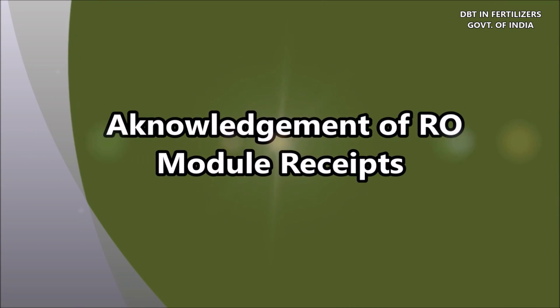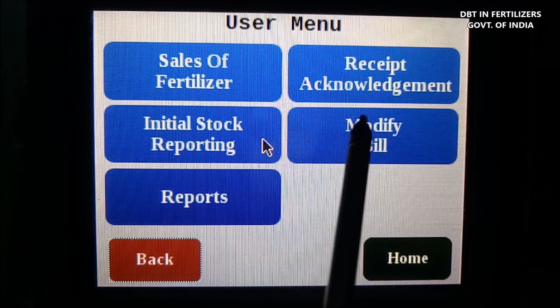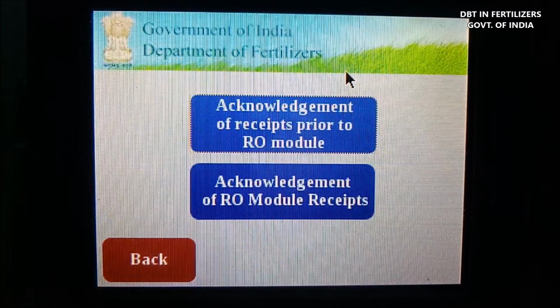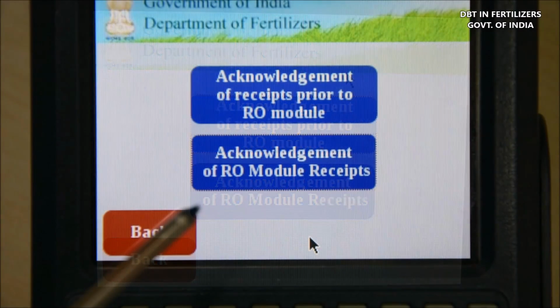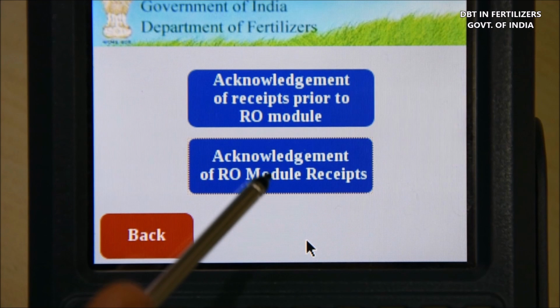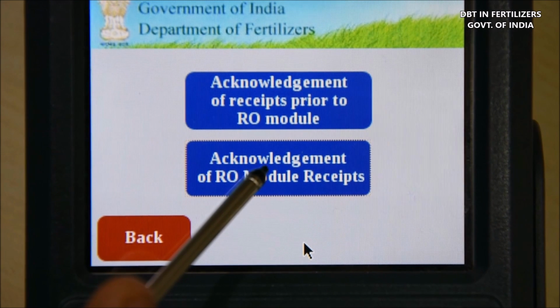Acknowledgement of RO module receipts. This module is useful for acknowledging all the receipts or dispatches received at the retailer end via RO module. For any dispatch done through RO module, the retailer will receive a copy of a challan with the dispatch ID. To add and acknowledge receiving of this stock to his PoS device, user follows the following process.